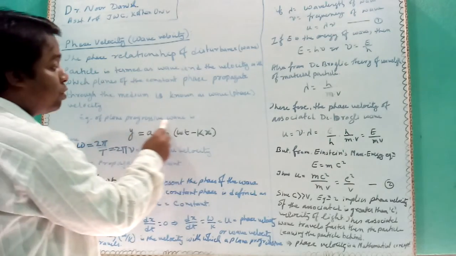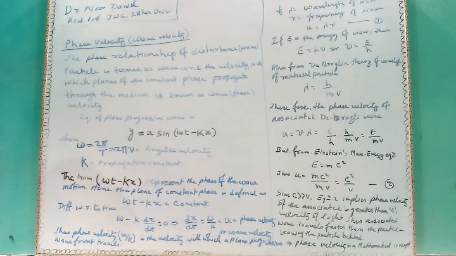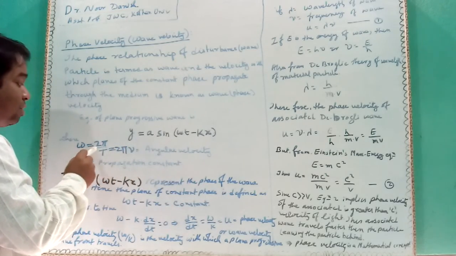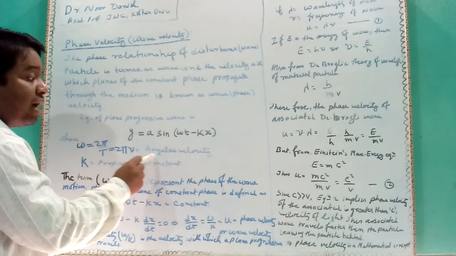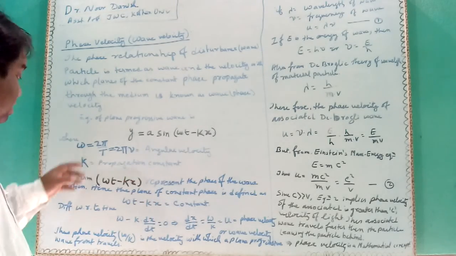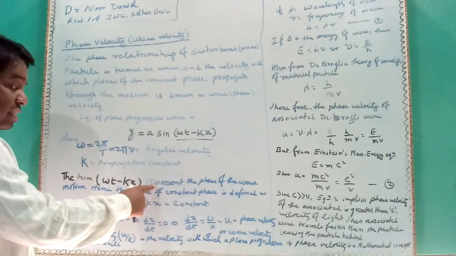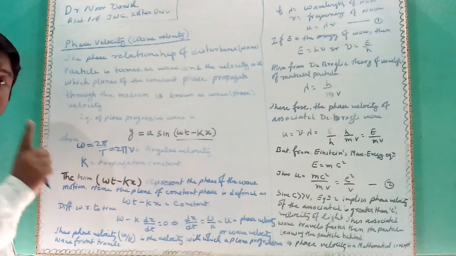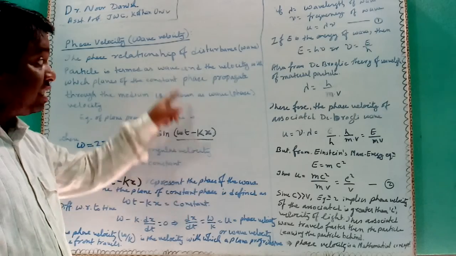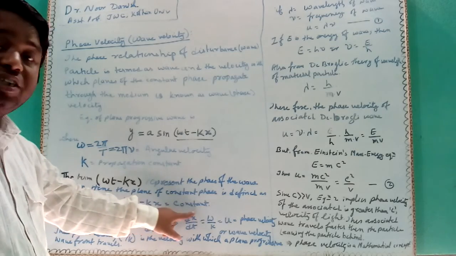Now the equation for the plane progressive wave is given by y = a sin(ωt − kx). You are well aware of this equation, where a is the amplitude, ω = 2π/T = 2πν is the angular velocity, and k is the propagation constant, and the term ωt − kx represents the phase motion. Hence for the plane of constant phase, as in the statement I said constant phase motion, ωt − kx is a constant.